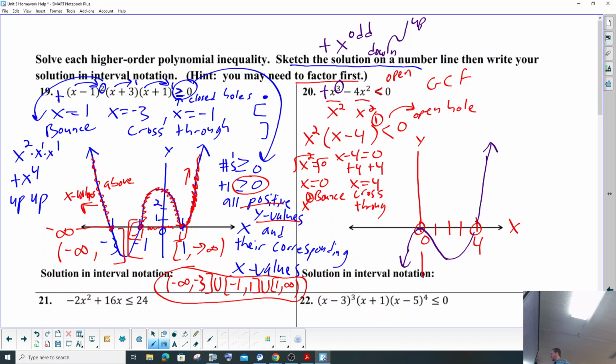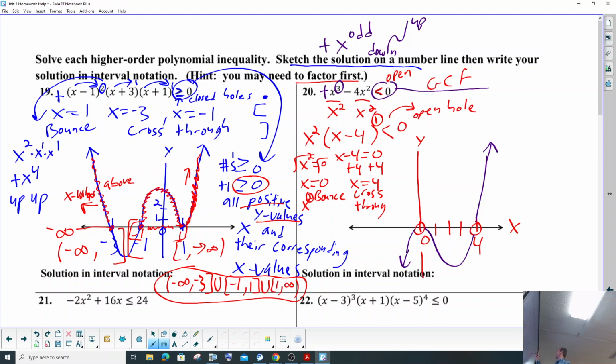And so let's see here. That should technically be skipping that. So we're going to bounce. It does touch there, but kind of bounces. It skips over because we're using parentheses, not brackets. Because it doesn't say equal to. Okay, so now we do our interval notation.